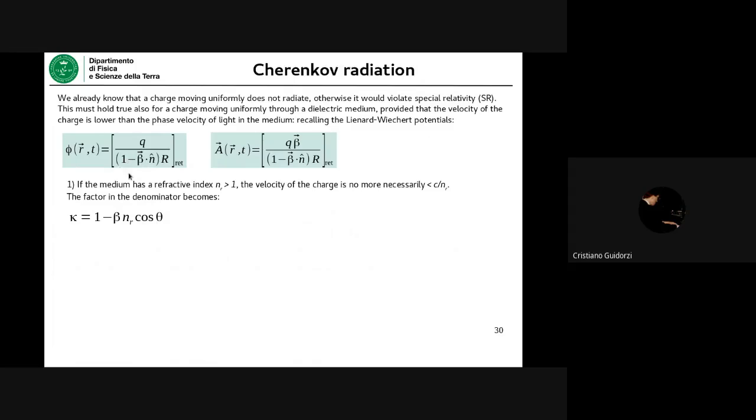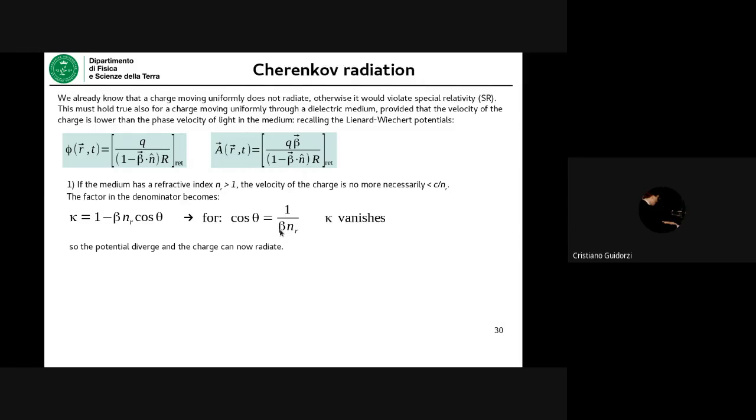So as a matter of fact, in the presence of a medium with a refractive index n_r, the factor in the denominator is this one here. But you see, now n is greater than 1. So it means that there is a value of theta which, in principle, makes kappa vanish. And it's just straightforward. You can calculate it, and this is the value.